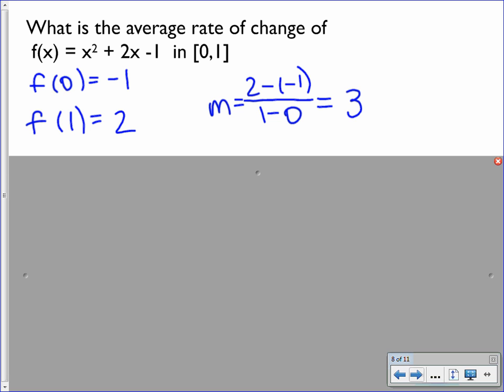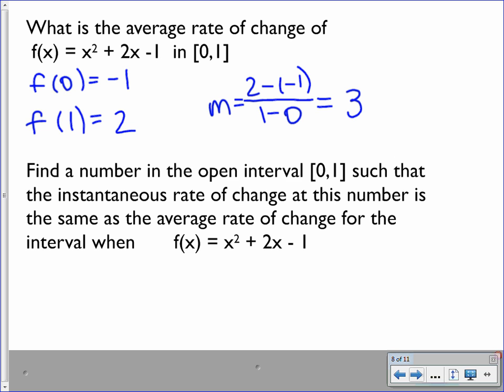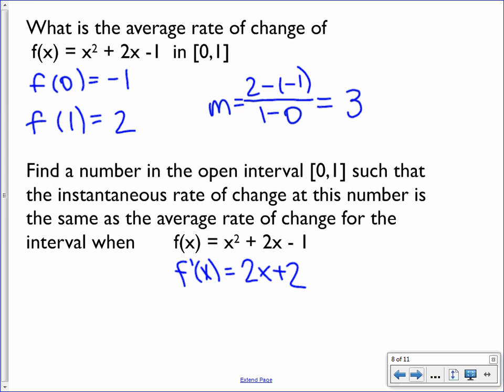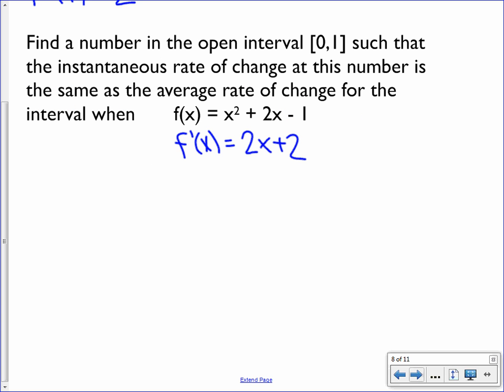And the derivative. Okay, so now what we are going to do is find a number between 0 and 1 where the instantaneous rate of change is the same as the average rate of change. Okay, we found our average rate of change. How do we find our instantaneous rate of change? And what is the derivative? 2x plus 2. And we want to know where 2x plus 2 equals 3.